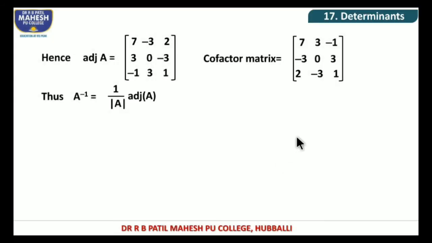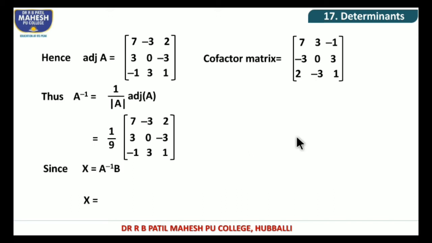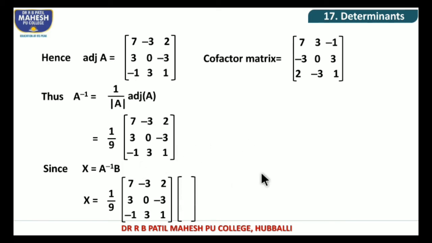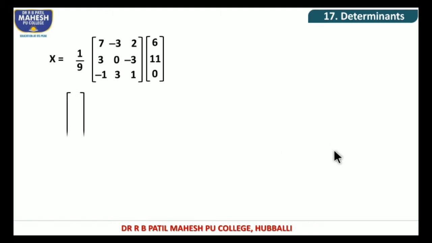therefore we have 1 by 9 into the matrix 7 -3 2, 3 0 -3, -1 3 1. Since x is equal to A inverse into B, x is equal to 1 by 9 into that matrix 7 -3 2, 3 0 -3, -1 3 1. Now we can write down the value of the B matrix here. That matrix contains 6, 11, 0. Now we can simplify to get the values of x, y, z.